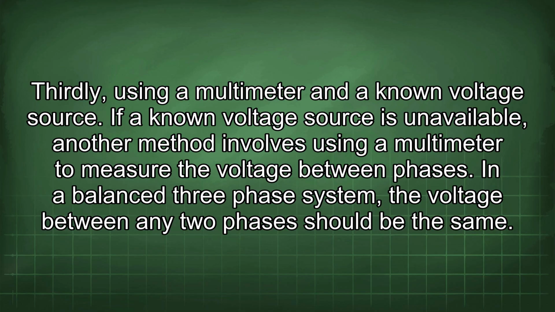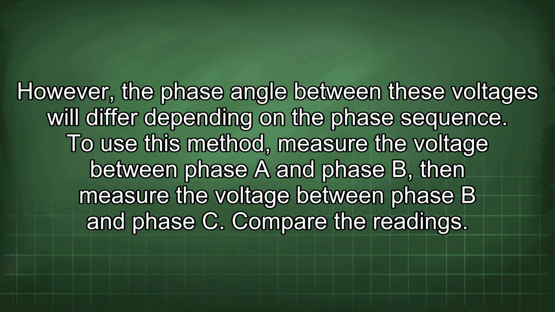If a known voltage source is unavailable, another method involves using a multimeter to measure the voltage between phases. In a balanced three-phase system, the voltage between any two phases should be the same. However, the phase angle between these voltages will differ depending on the phase sequence. To use this method, measure the voltage between phase A and phase B, then measure the voltage between phase B and phase C. Compare the readings.